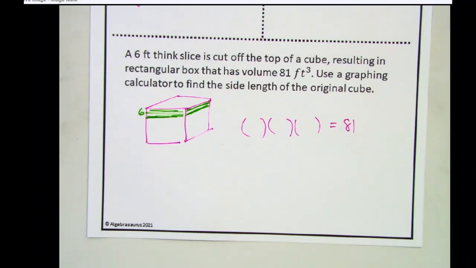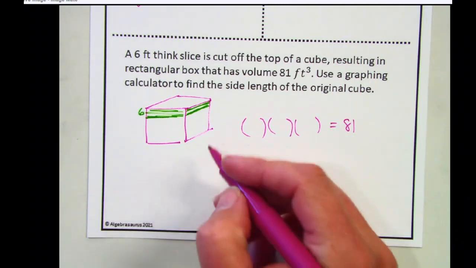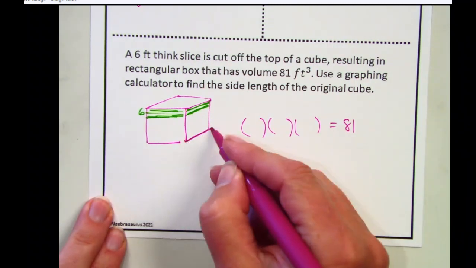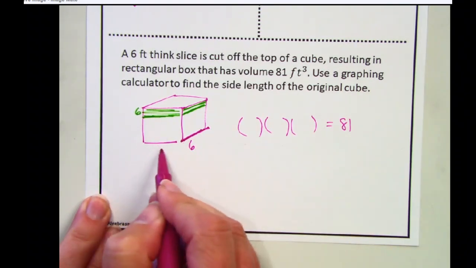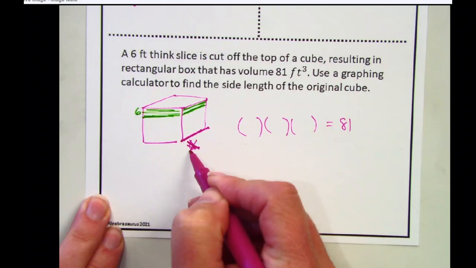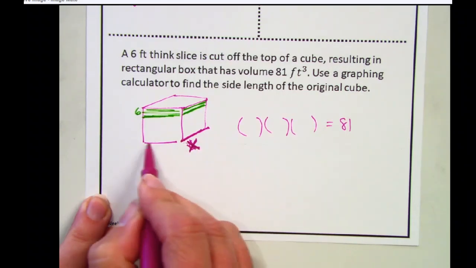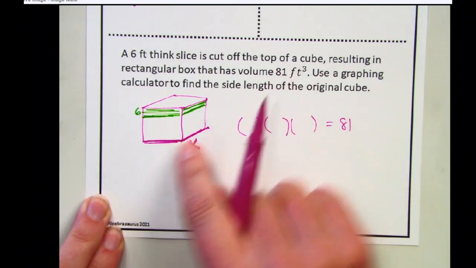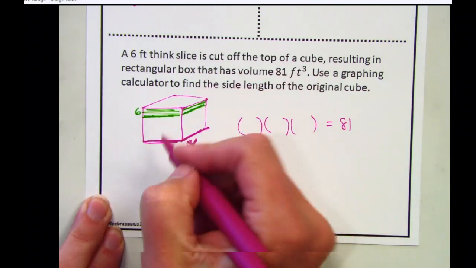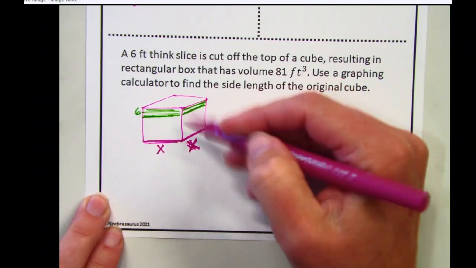Do we know the side length? We don't. So what are we going to call it? Did I change this side at all? No. Did I change, whoops, let's call it x, not 6. Sorry about that. Did I change this side at all? No. So if this side is x, so is this side. Did I change the height?